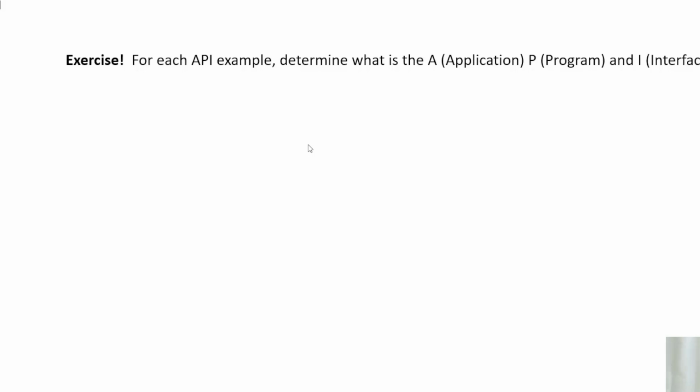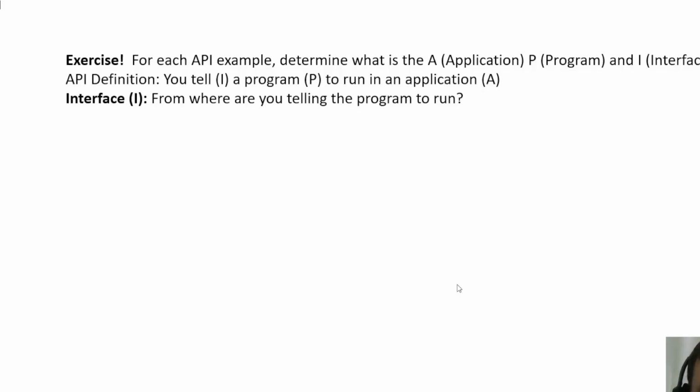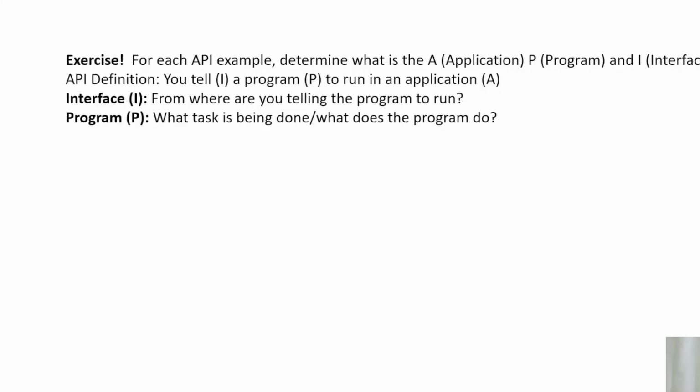Before we get started with these 4 examples of APIs, let's go over what API means again. API just means telling a program to run a task in a piece of software or an application. What is the I, what is the P, and what is the A? The I is the point at which you're telling the program to run, right? The interface, the boundary where you're telling the program to run. P is the task being done. The program completes the task that you want it to do. A is the application or the piece of software that contains the program, that maintains the program, that writes the program.